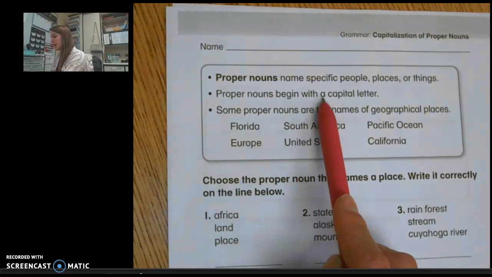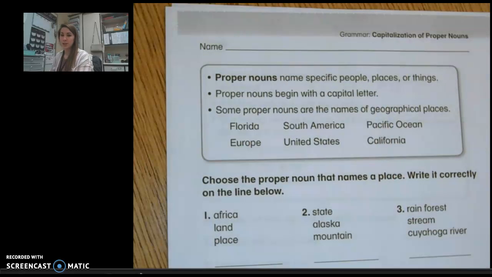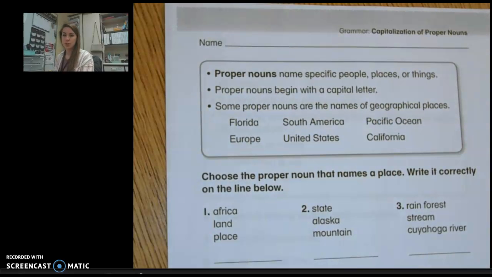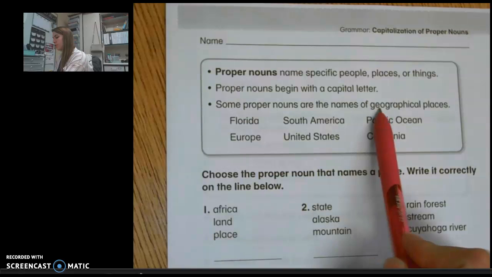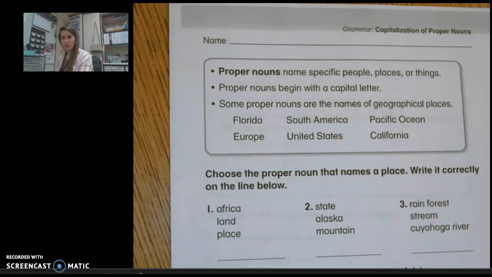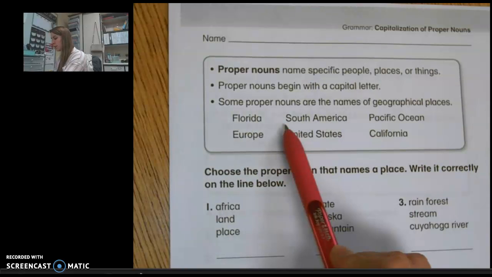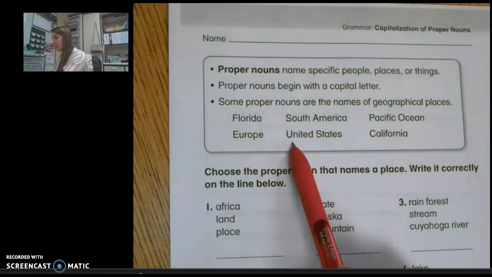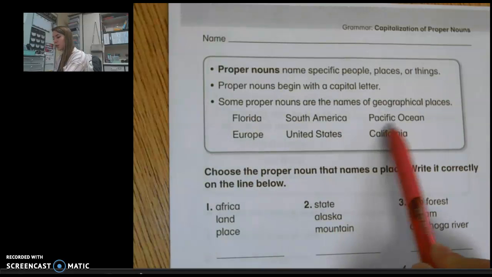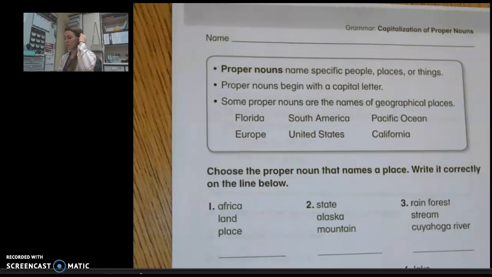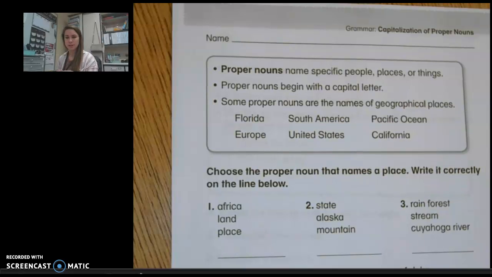Proper nouns begin with a capital letter, okay, because they're specific. Like instead of saying student, I might say my student George. His name is George, names are capitalized, and that's a proper noun. Some proper nouns are the names of geographical places, so places all around our world. We have Florida, a state, Europe, a continent, South America, a continent, the United States is our country, Pacific Ocean is capitalized because we're talking about a specific ocean, and California is capitalized because we're talking about a specific state.